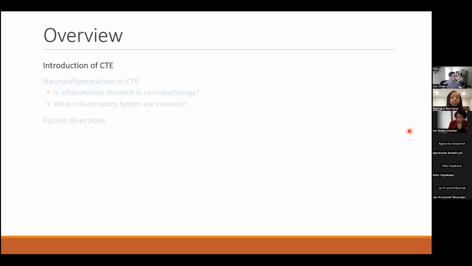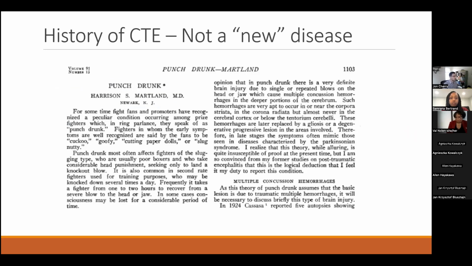So first, just going over some of the history and introduction to the disease, chronic traumatic encephalopathy, or I'll just call it CTE for short. Now, we know CTE has been pretty commonplace in the discourse of sports and athletes and head trauma recently, but CTE is not a new disease. It's a disease that's been around for almost 100 years now.